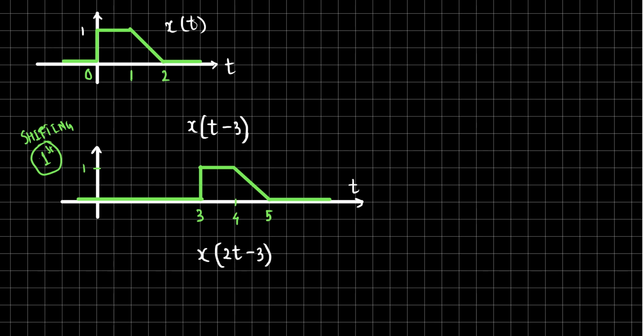So the 3 here will get mapped to 1.5, the 4 here will get mapped to 2, 5 here will get mapped to 2.5 and so on. Why? Because the scaling is being done to the independent variable by a factor of 2. So the resultant signal will look something like this.